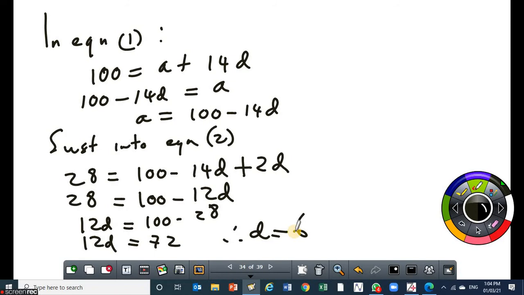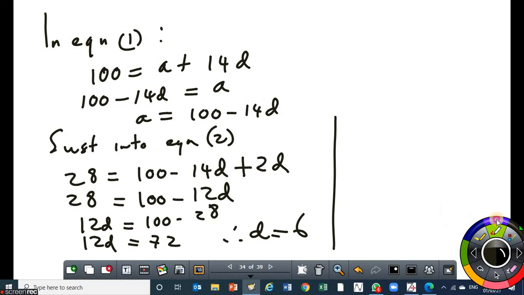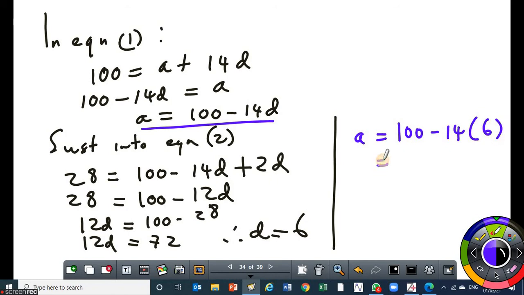Then, to find A, we can use this equation, this one here. So A is going to be equal to 100 minus 14 times 6. So that will give me 100 minus, now 14 times 6 gives me 84. Am I right? And then you will get 16. So the first term is going to be 16.